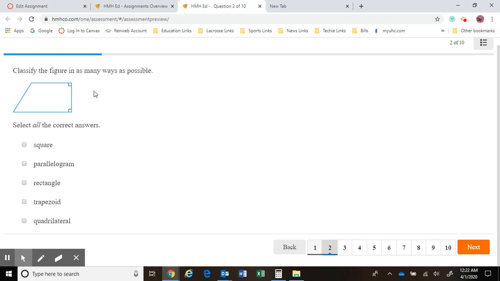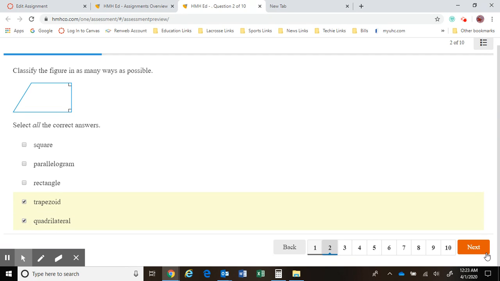Next, number 2. Classify this figure in as many ways as possible. Let's see. Well, there we go. Is this a square? Nope. Is it a parallelogram? For the same reason I just said, nope. Is it a rectangle? For the same reason I just said, nope. Is this a trapezoid? Yes, one set of parallel lines. Is it a quadrilateral? Yeah, it has four sides. 1, 2, 3, 4. Quadrilateral.